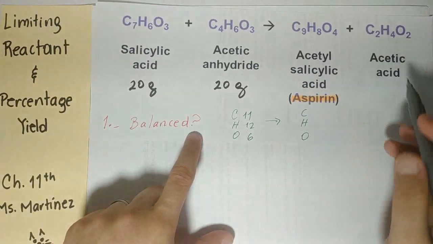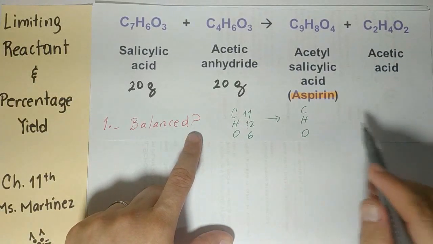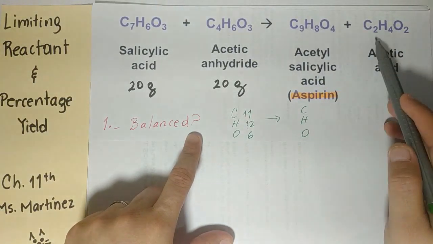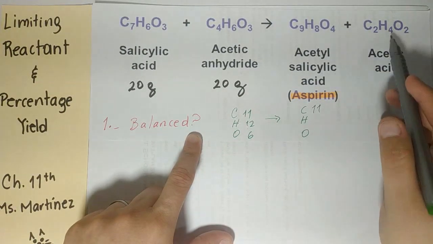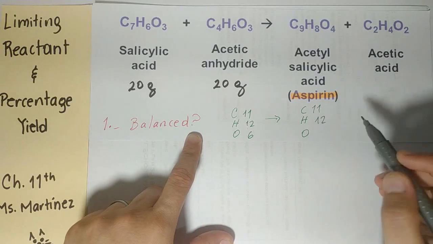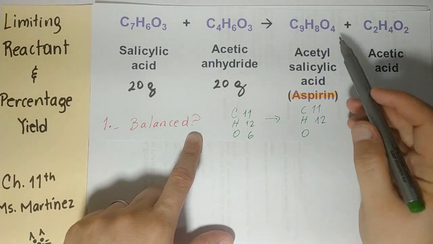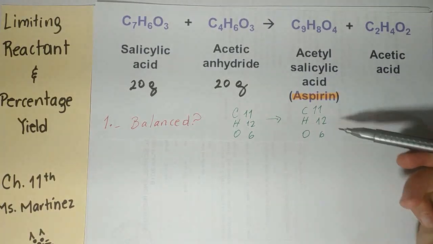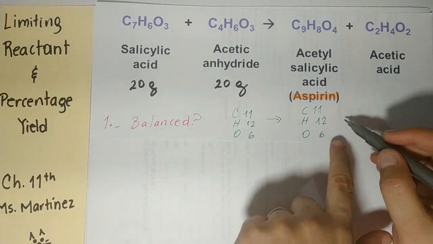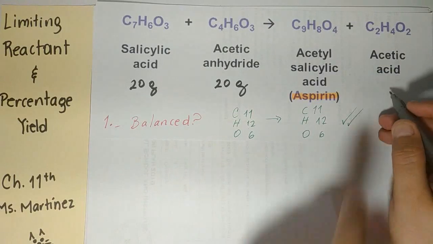Now let's see the products. In the products we have 9 carbon and 2, which is 11. Hydrogen, we have 8 and 4, that makes 12. And oxygen, we have 4 and 2, that makes 6. So if we compare each of the elements, we can conclude that yes, it's balanced.